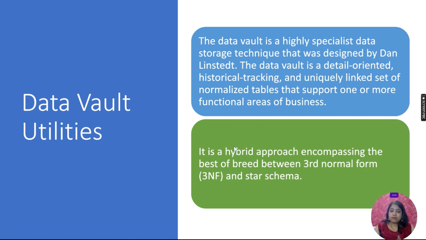So here what we basically do is, if a data set is given in third normal form, we can convert it into a data vault. So the data vault basically has three structures.